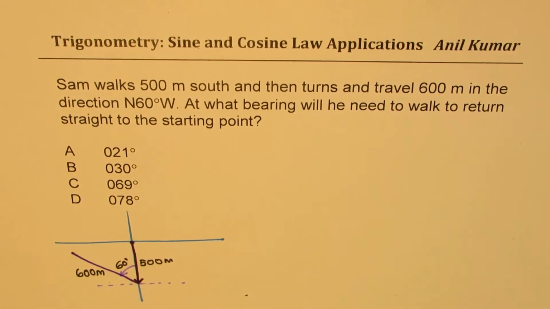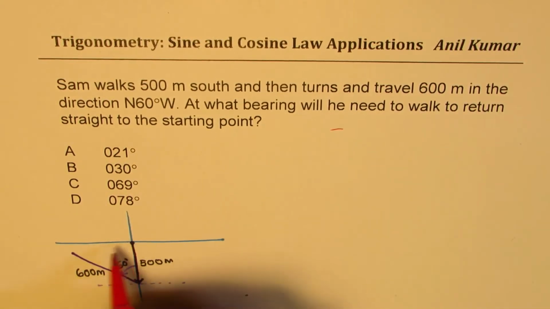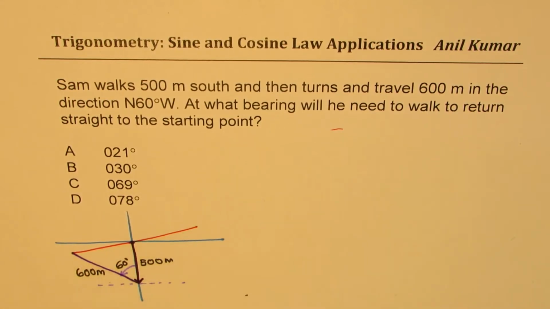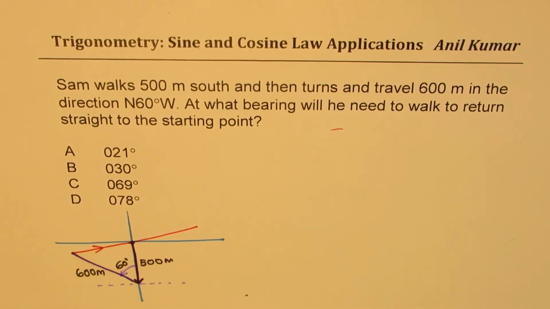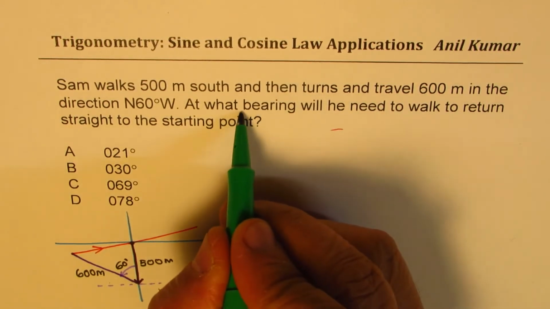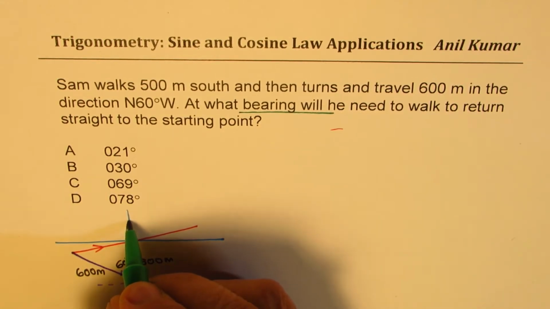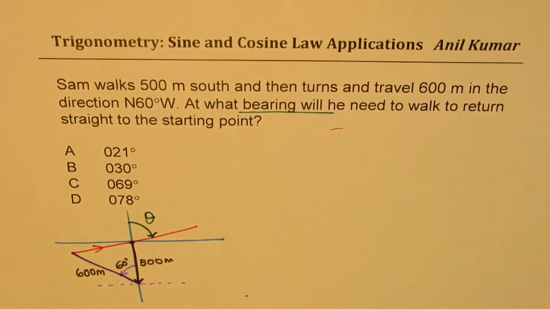Now the question is, at what bearing will you need to walk to return straight to the starting point? That's your starting point. So he wants to return to this. Let me extend this line. It's kind of important to extend this line to understand bearing. Now when I say what bearing, what it means. Now bearing angle, as some of you know, it is the angle from the north. So we are actually interested in this angle. Let's call this angle theta.